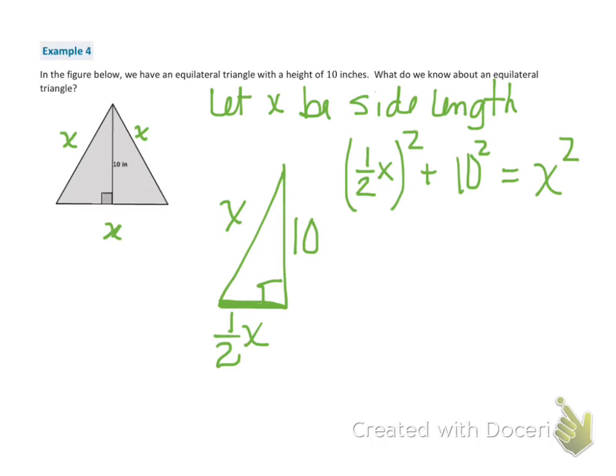So to think about 1/2 x times 1/2 x would be 1/2 x squared. So the 1/2 times the 1/2 is 1/4. x times x is x squared. 10 times 10 is 100, and then x squared is already simplified over there. Okay, so now we need to think about how we can continue solving for x.